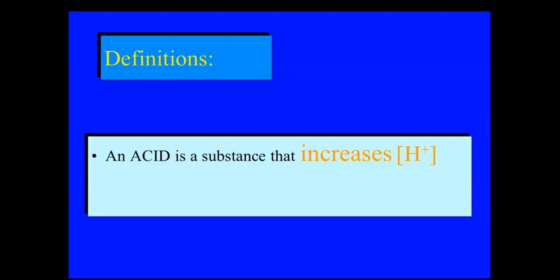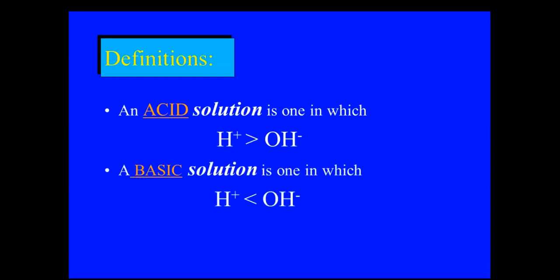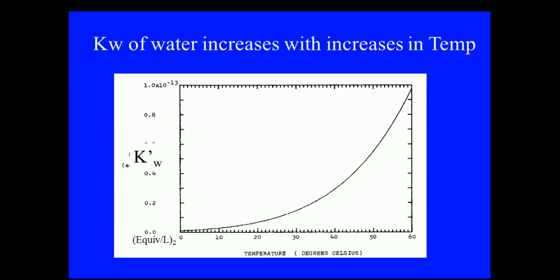So an acid is a substance that increases hydrogen ion concentration. A base is simply a substance that decreases hydrogen ion concentration. An acid solution is one in which the hydrogen ion is greater than the hydroxyl ion. A basic solution is one in which the hydrogen ion is less than the hydroxyl ion, and in a neutral solution, they're equal. So let's go back to the pure water. When you warm up water, the dissociation constant increases. So if we start off at room temperature, well, a little warmer than room temperature, 24 degrees, we have the standard temperature and pressure and a pH of 7.0.